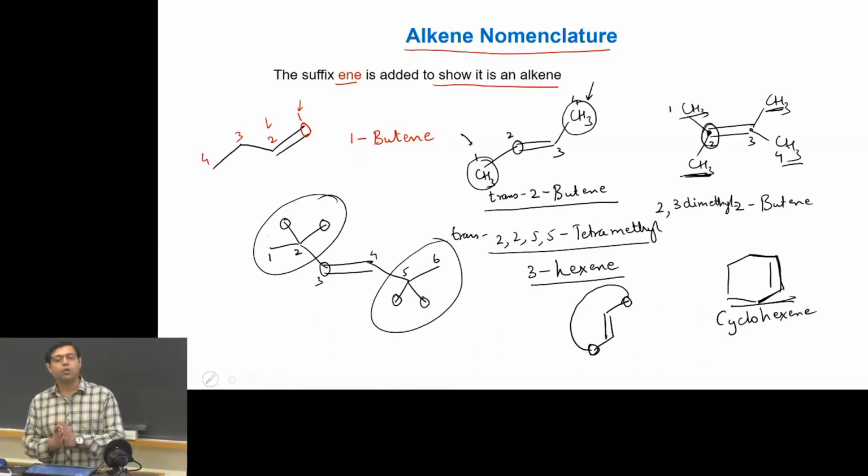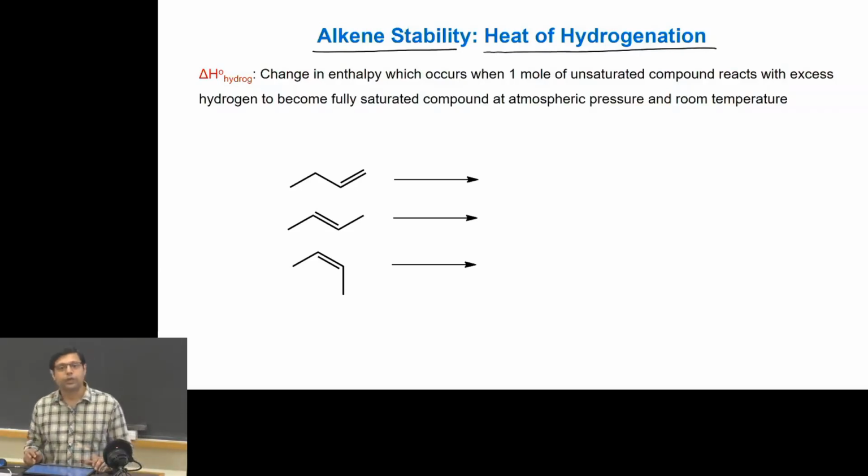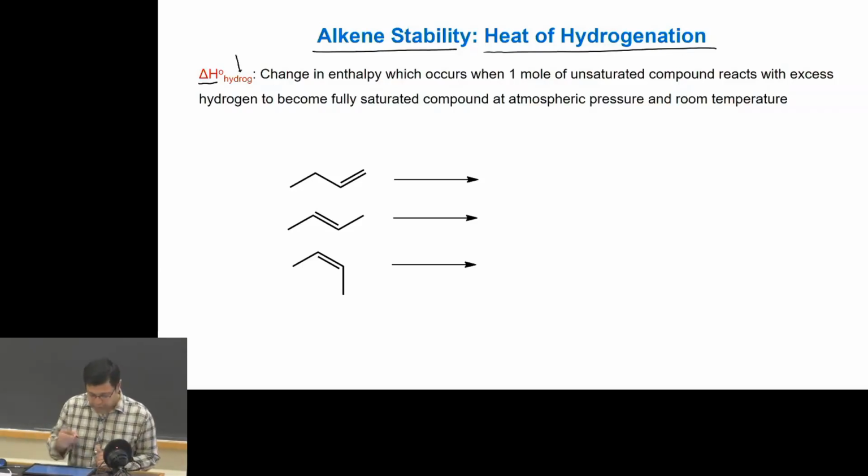All right, let's now move from alkene nomenclature to alkene stability. The stability of an alkene is given by the heat of hydrogenation value. Heat of hydrogenation is also referred to as change in enthalpy of hydrogenation. Change in enthalpy is delta H, and a subscript of HYDROG stands for hydrogenation. So this is the symbol for change in enthalpy of hydrogenation.